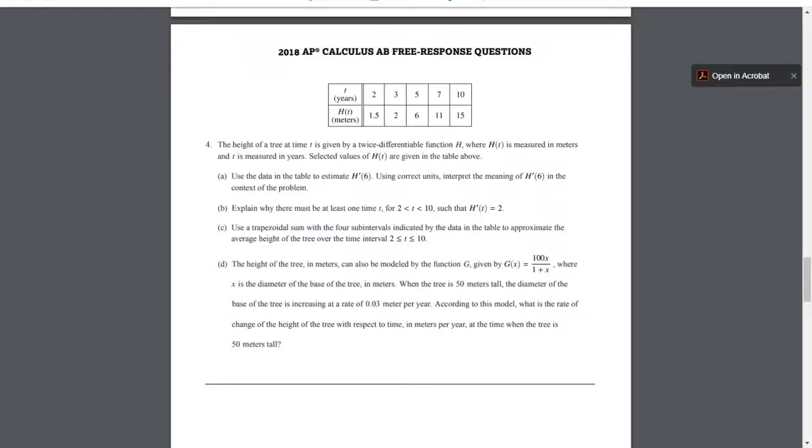Alright, we're on number 4, 2018. The height of a tree at time t is given by a twice differentiable function h, where h of t is measured in meters and t is measured in years. Selected values of h of t are given in the table above. Use the data in the table to estimate h prime of 6. Using correct units, interpret the meaning of h prime of 6 in the context of the problem.